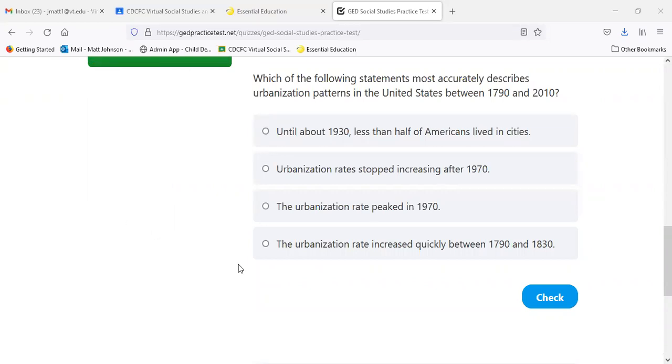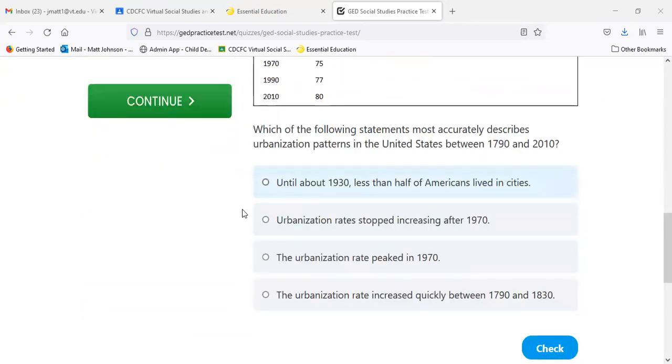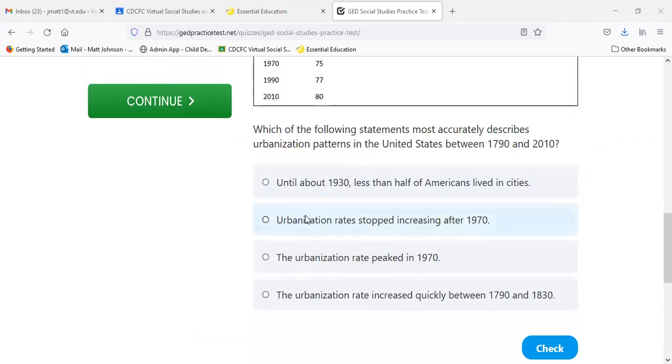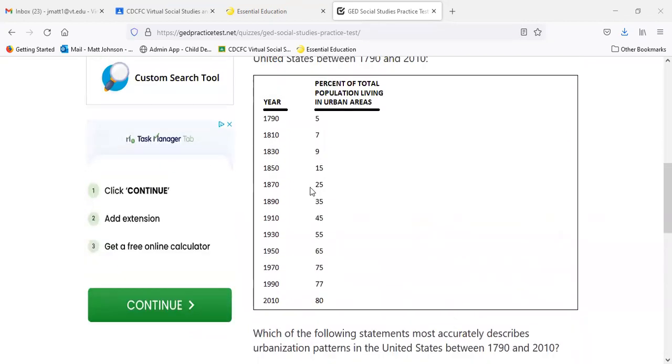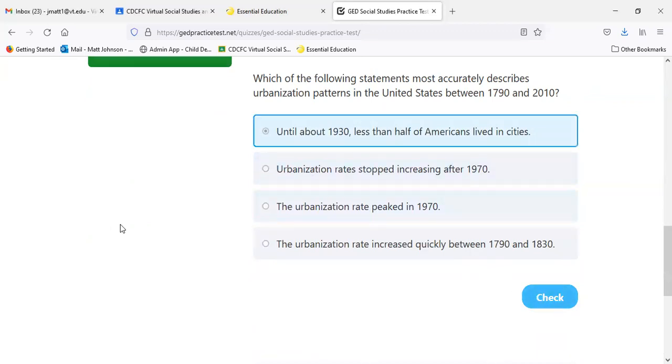Is D? D, the urbanization rate. I think it's A. A? Look here, yes, in 1930, right, there's about 55%. So anytime before 1930, we have less than half the population that's urban. The other one, so like you said, D, the urbanization rate increased quickly. 5, 7, 9, not real quick. It was steadily growing, but not really rapidly. So I think what we want to go with here is, until about 1930, less than half the population was urban.